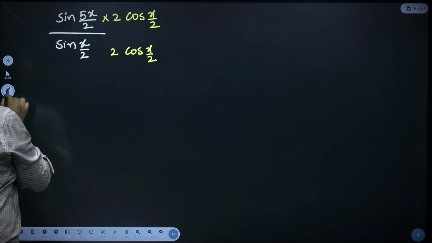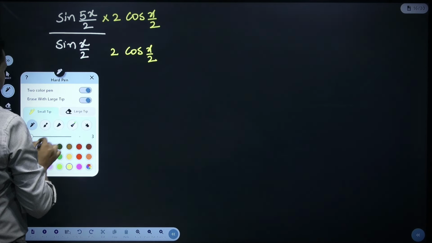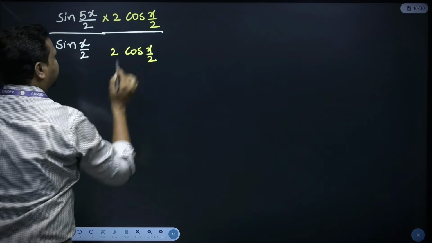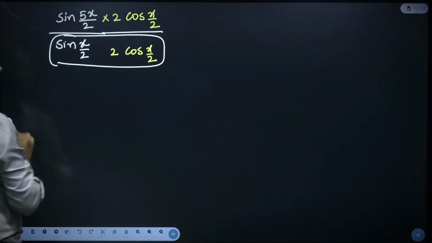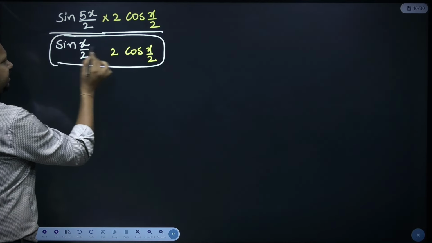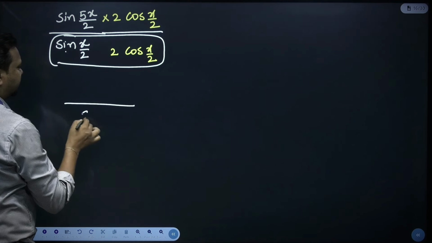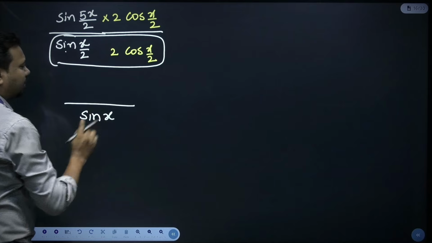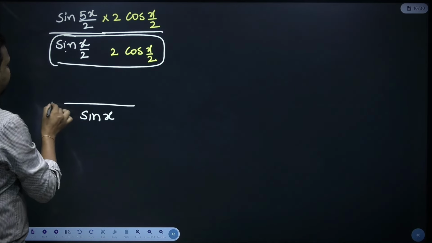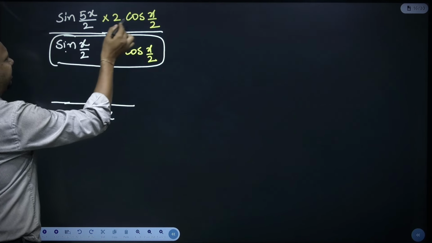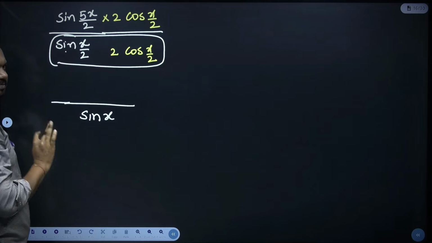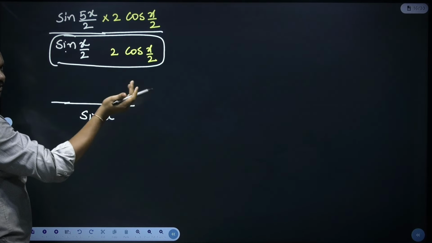So, what happens when you multiply by 2 cos x by 2? Please observe, the denominator resembles an identity of sin 2 theta. It becomes 2 sin theta into cos theta, which is sin 2 theta, in other words, only sin x. In the same way, the numerator is in the form of 2 sin 5x by 2 into cos x by 2. That is a product, which is converted to a sum.